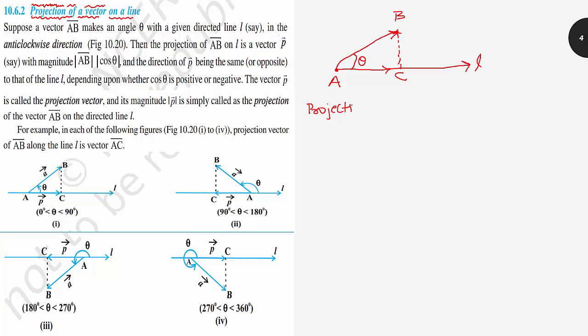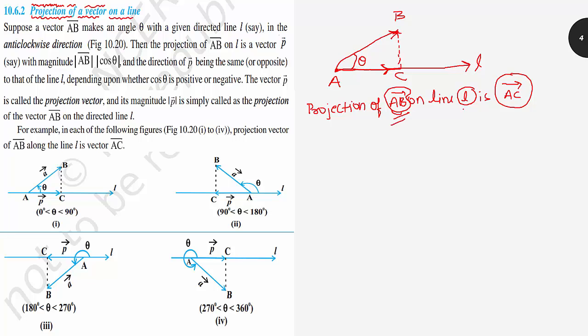So here the projection of AB on line L is vector AC. See this, this is vector AC. This is going to be the projection of AB on line L. That means you have to find this AC vector. Are you getting my point?